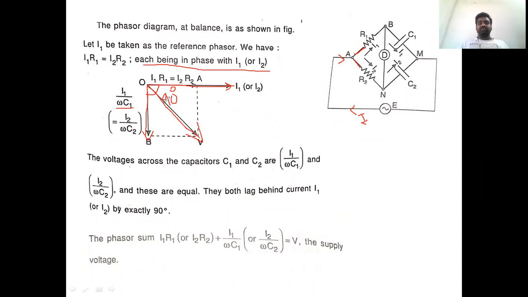to the quadrature here. That means the sum of potential drop, that is I1 into R1 or I2 into R2, is in summation with respect to this voltage drop. That means voltage drop across the resistance arms plus voltage drop across capacitance arms will provide the total supply voltage. That's what we represented here. Okay, so this is about the phasor diagram analysis.